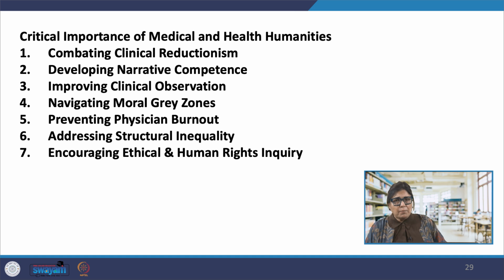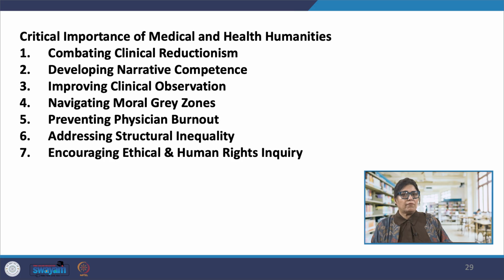They help in improving clinical observation. Using visual art, like slow looking at paintings, has been proven to make doctors better at physical exams. It trains the eye to notice tiny details, a slight skin discoloration or a subtle tremor that a distracted or rushed clinician might miss.